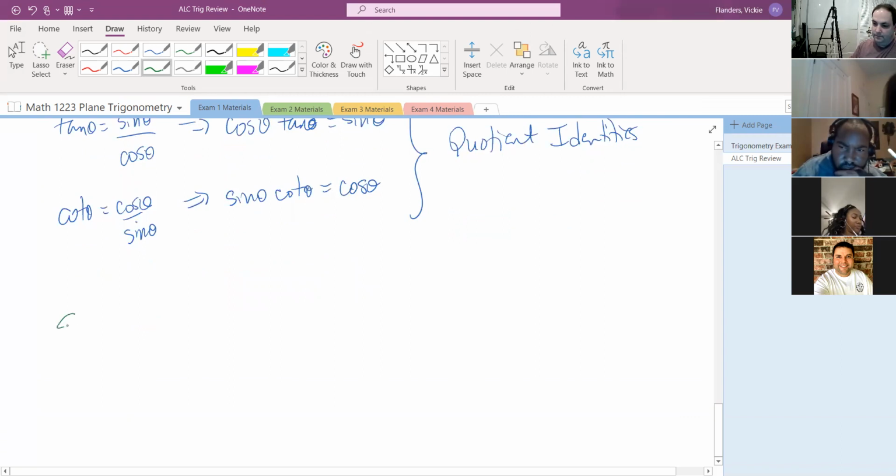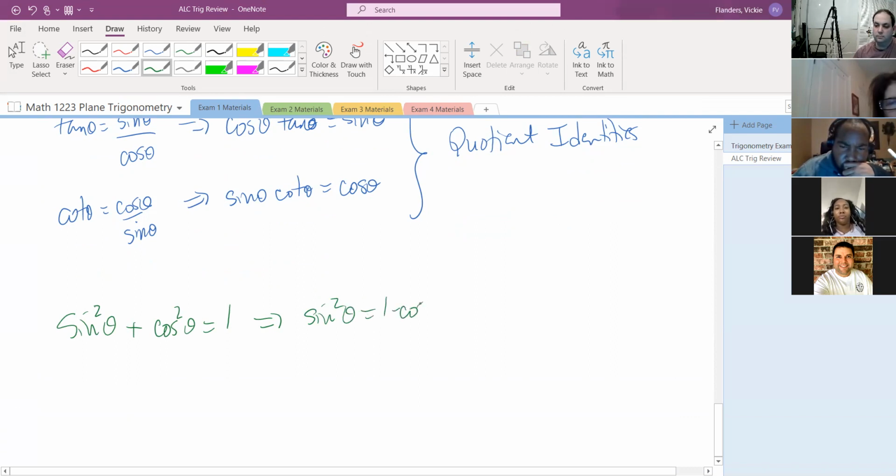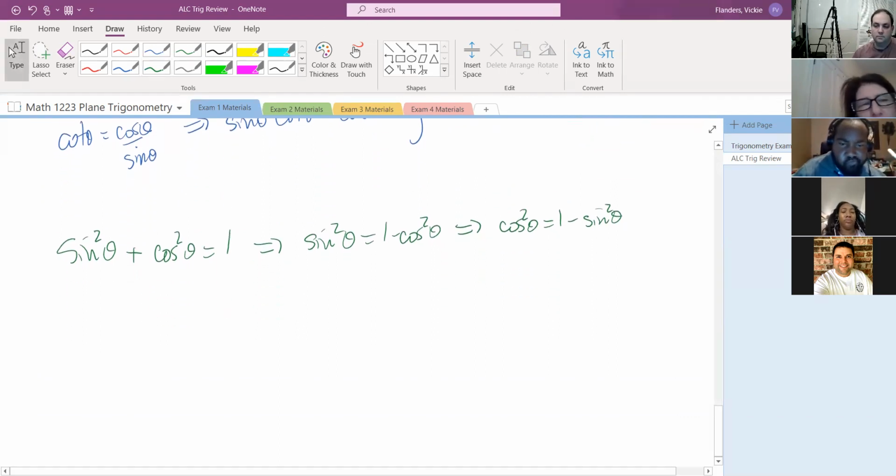Okay. So let's go over the Pythagorean ones. Sine squared theta plus cosine squared theta equals 1. And we can solve it for sine squared theta. We're just manipulating the equation. Or cosine squared theta is 1 minus sine squared theta. So we've got 3 ways to write that one identity. And mostly all students remember this one. It's very easy to remember, but they have trouble remembering the other 2, just like me.